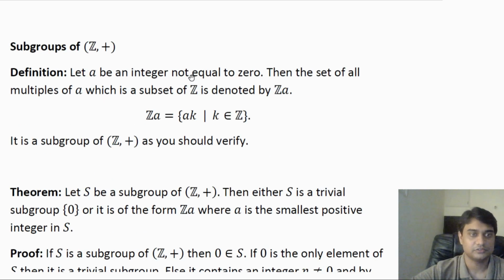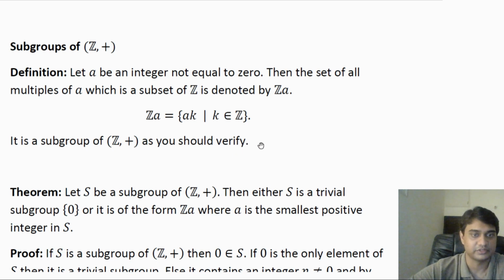So first of all, we begin with some important definition. If A is an integer which is not 0, then the set of all multiples of A, which is a subset of Z, is denoted by ZA, right? So ZA is just the set of all multiples of A, where A is an integer.